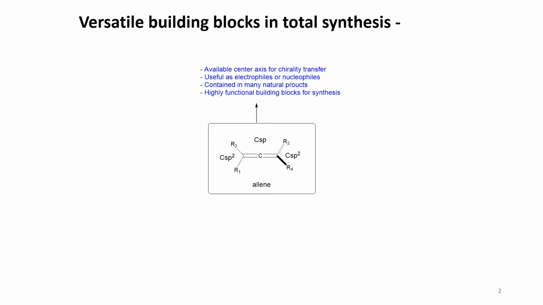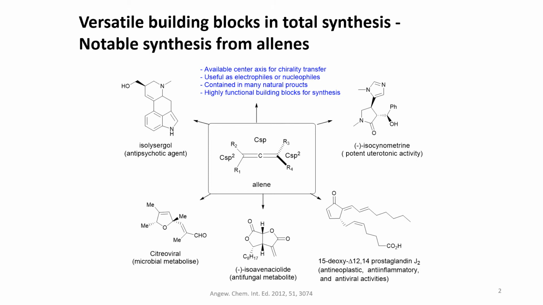A lot of important work has already been done with allenes, and some notable syntheses for them can be seen here. So this top left figure, isolisirgol, can be used as an antipsychotic agent. And the top right figure, isocyanometrine, has highly potent uterotonic activity and can actually be used for inducing labor.